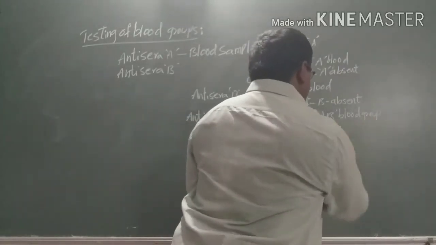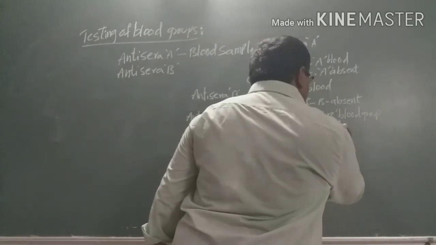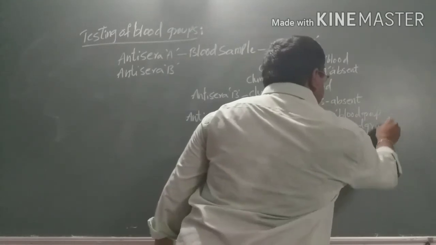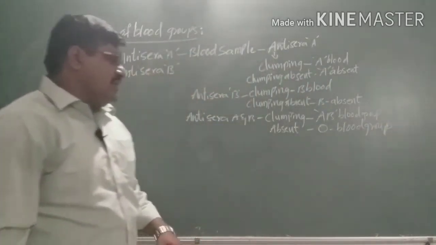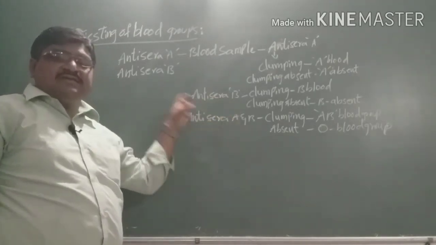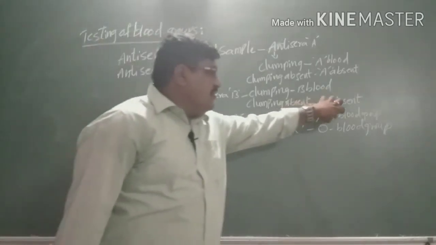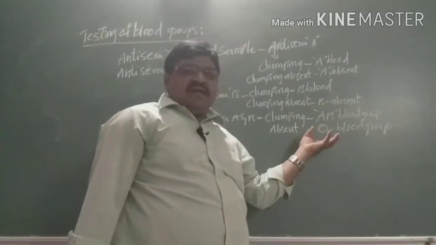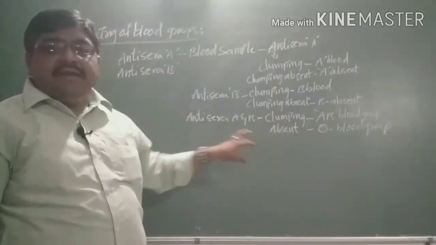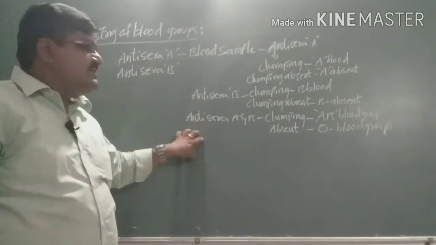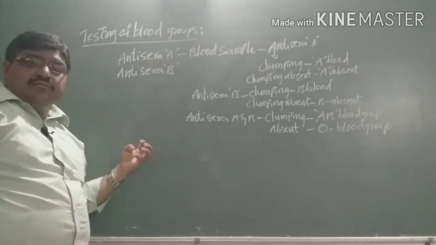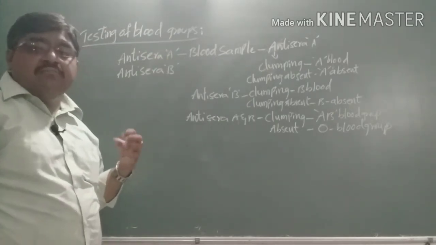When clumping does not take place, we call such a blood group O. If we add both anti-sera A and anti-sera B and clumping takes place, then we call it AB blood group. If clumping does not take place, then we call it O blood group. So with the help of anti-sera A and anti-sera B, we can easily identify the type of blood group present in our body.